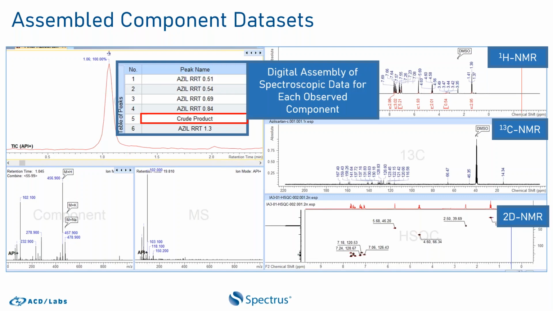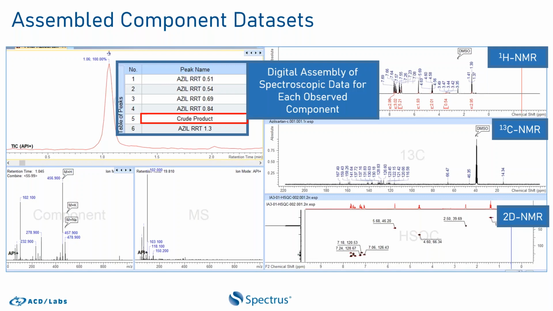So this is an assembled component data set that has NMR data, proton, carbon, and 2D that can be housed together with a complex LCMS data set to give you a full digital characterization of this particular crude product. And as you perform structure elucidation, for example, you can add in chemical structures and additional analytical data to this particular database record. And the database record is fully interactive.